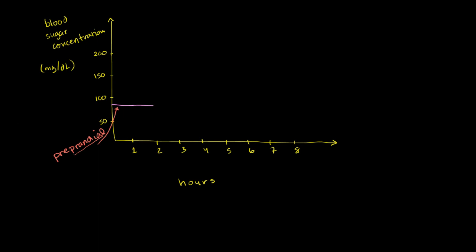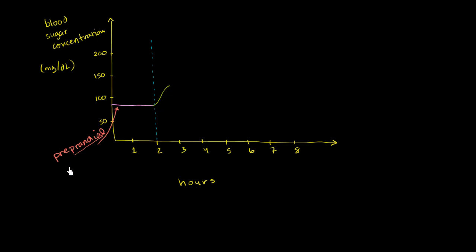So let's say at hour 2, this individual eats breakfast. Now, in a normal person, when that person eats breakfast, there will be some carbohydrates in that breakfast, and it will be broken down into glucose, and that glucose will enter the bloodstream. And so their blood glucose will go up. It'll slowly go up. And I was reading some studies. They say it spikes at about 45 minutes into a meal. So let's see, 45 minutes is over there. So maybe it'll go up to about there.